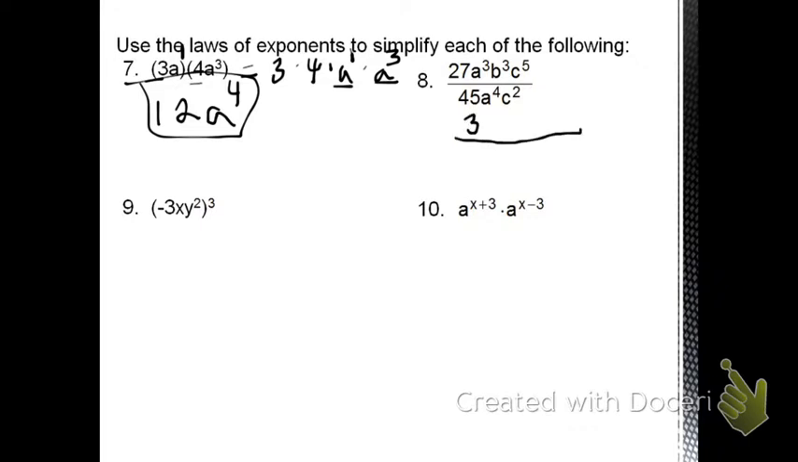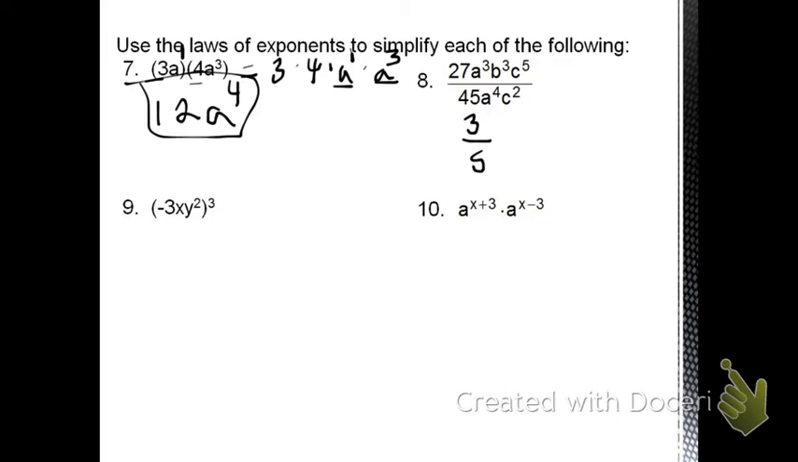Let me draw my fraction line. No, let's do this in a different way. 27 divided by 9 is 3. 45 divided by 9 is 5, right? All right, so then let's go through a, b, and c to see what side they will end up on of our fraction line at the end.